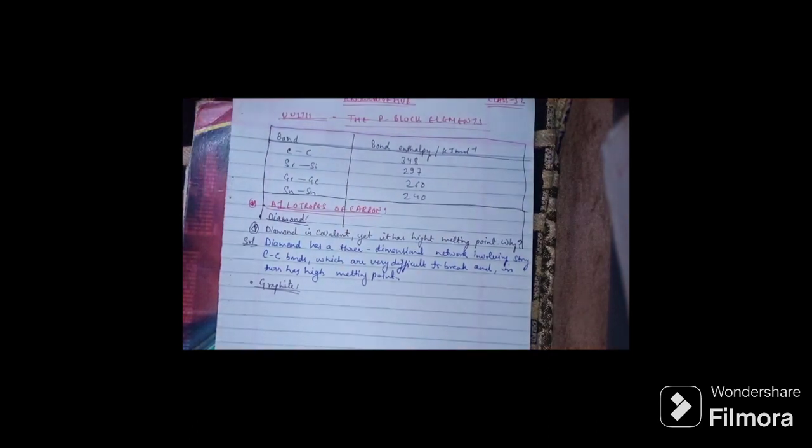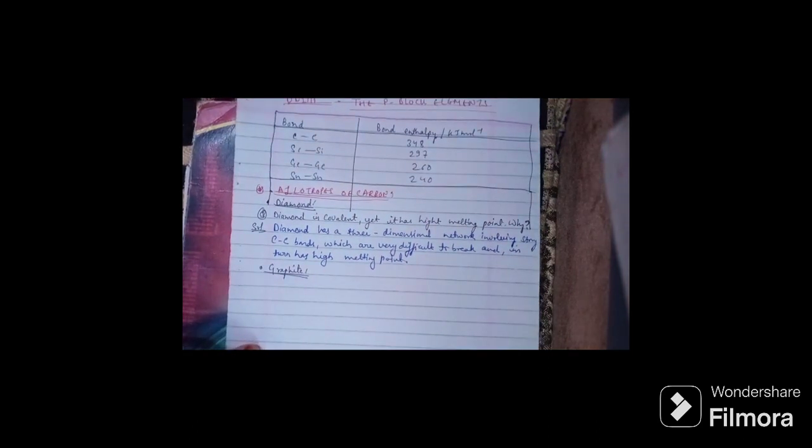For this reason, graphite is used as a dry lubricant in machines running at a high temperature where oil cannot be used as the lubricant. Now we'll discuss fullerene. So we have a structure for it.